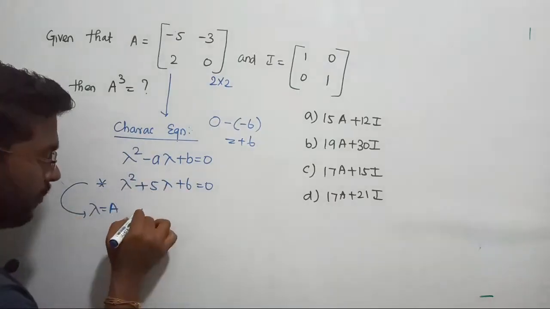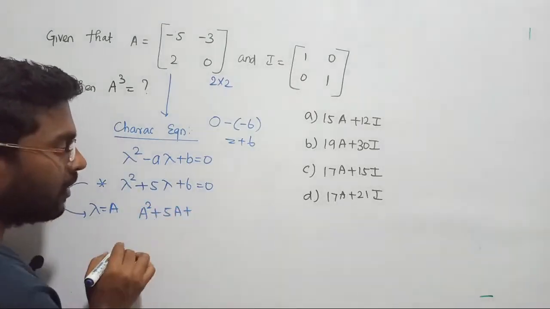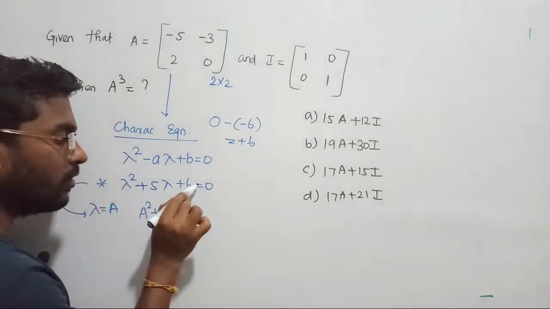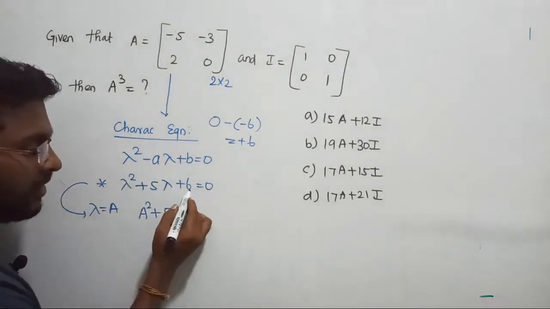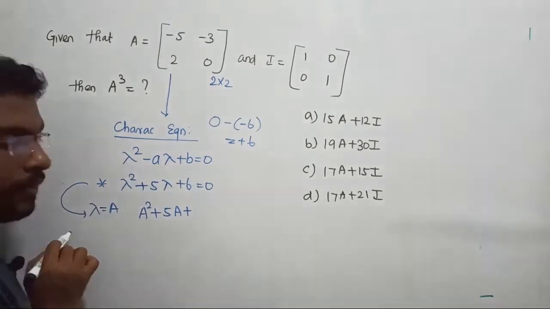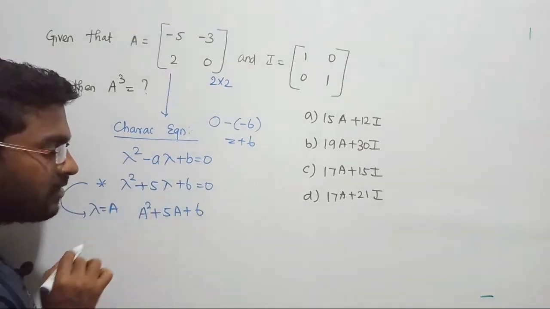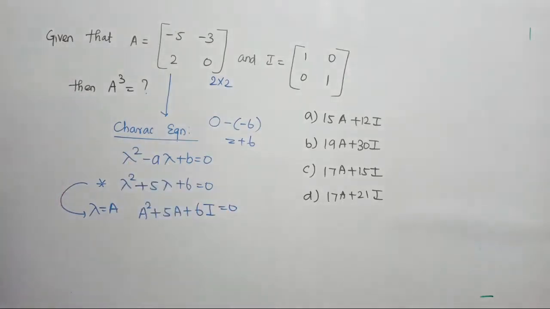Such that this equation will become A square plus 5 times of A plus 6. Lambda is a scaling factor, an eigenvalue, that is all. But now that you have replaced lambda with a matrix, with a matrix you cannot consider a constant factor, you will have to multiply it by the unit matrix such that it will become a matrix now.